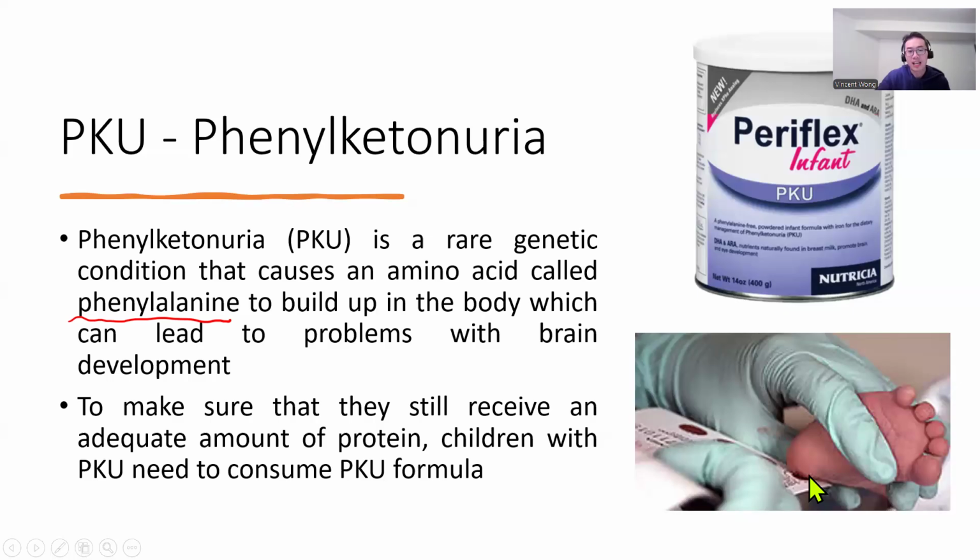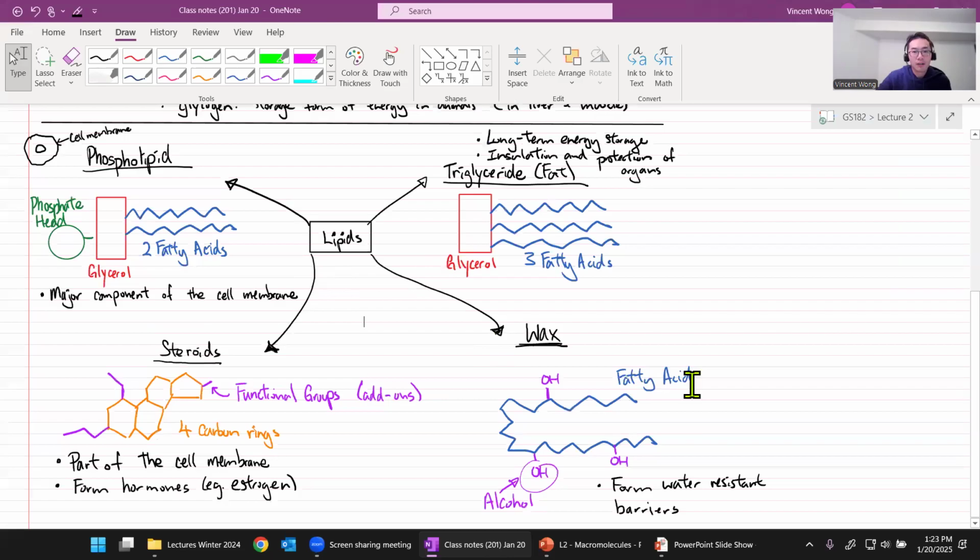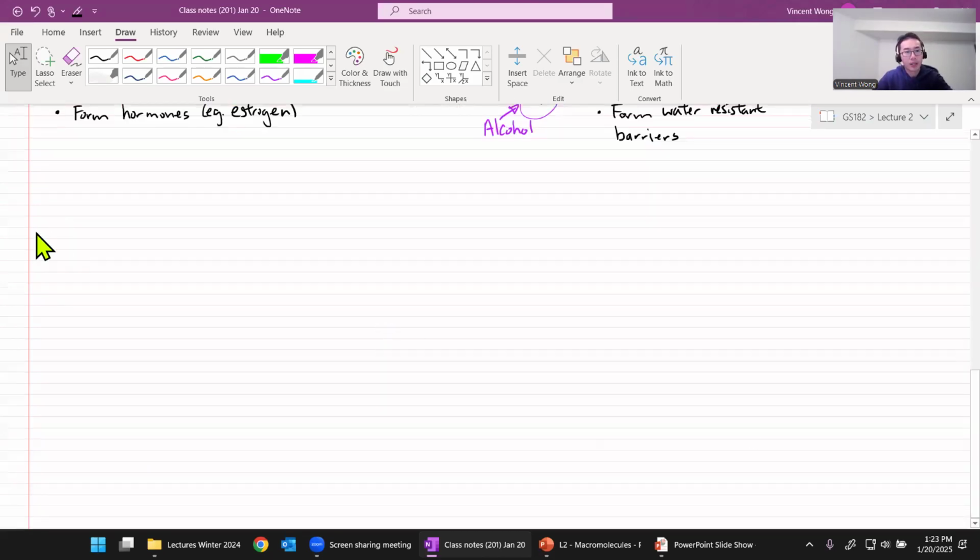If the baby has PKU, then they cannot drink the breast milk or regular formula, because those contain phenylalanine, and like I said, it's going to be a problem for brain development. So they have to be put on a special type of formula, to make sure that they are not ingesting phenylalanine. It's a genetic condition, so you're either born with it or not. It's not something you will get later on after birth. All right, let's draw the general structure of an amino acid. Here we go.